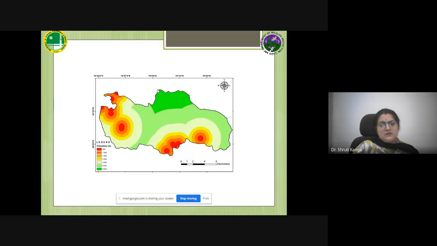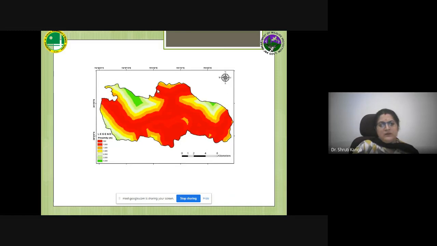And then this is a proximity analysis of different infrastructures, showing the proximity of different points from a particular distance. Then this is a road proximity analysis.